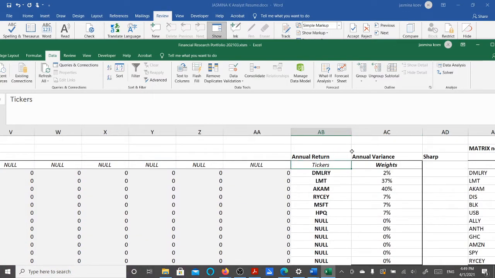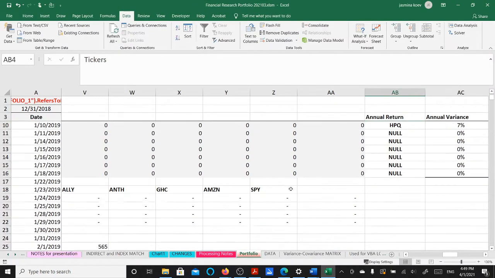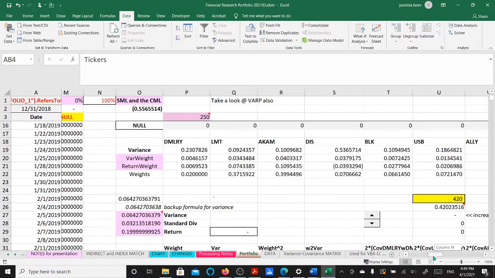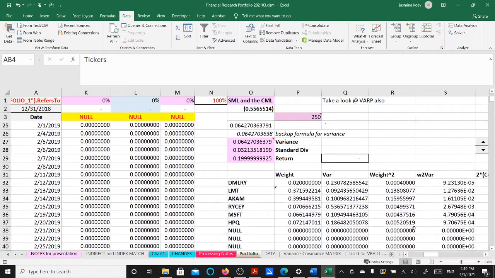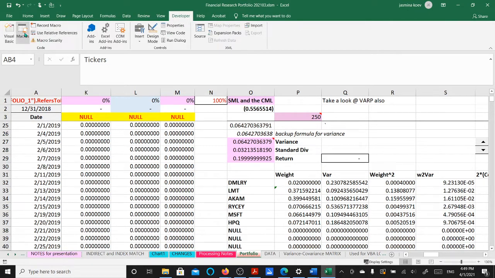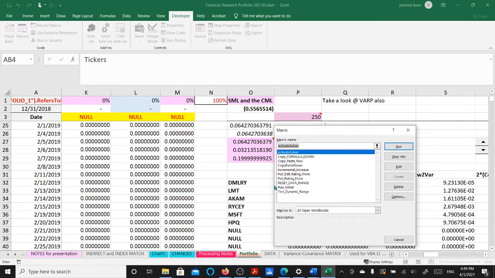And here we go. This is what we're trying to do here, is calculate our minimum variance portfolio for a given rate of return. So basically the highest Sharpe ratio. I'm gonna run solver.